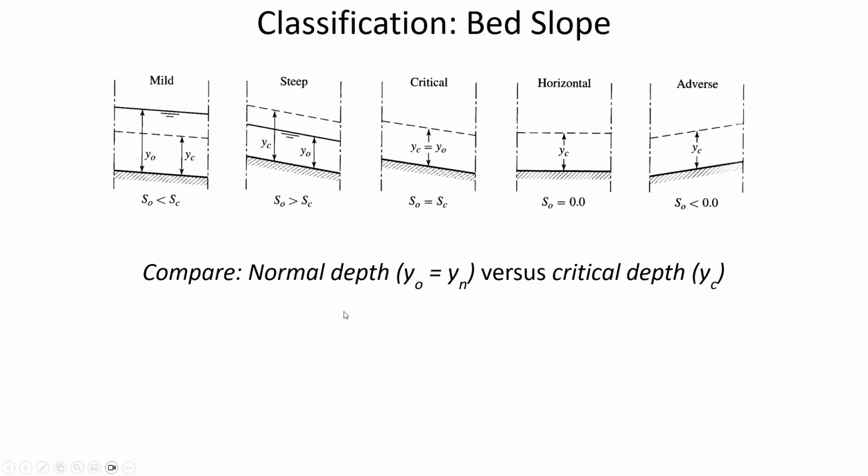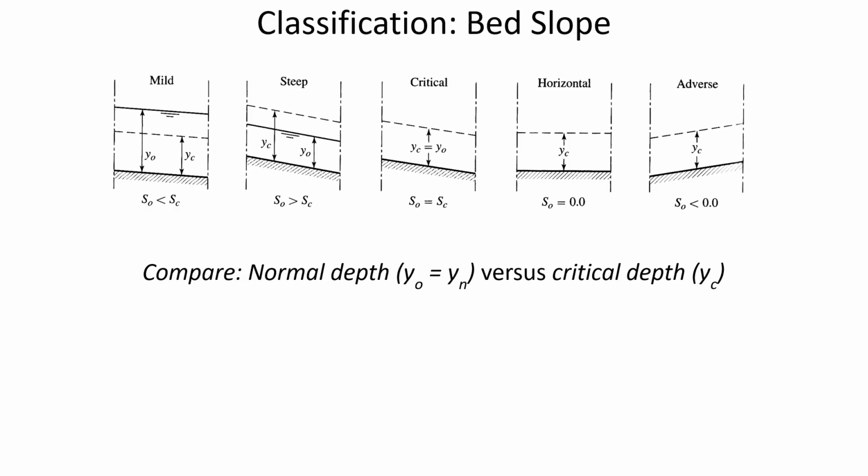So the first piece of the puzzle is to classify the bed slope. A mild slope is one where the slope is less than the critical slope. And if we compare the normal depth and the critical depth, in a mild slope, the normal is bigger than the critical depth. So that's how you can know the slope is mild.